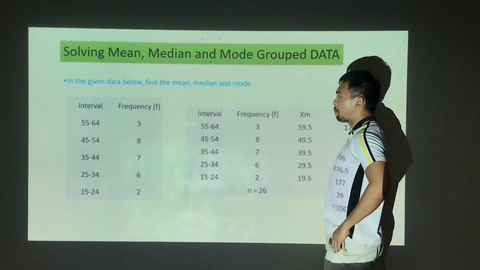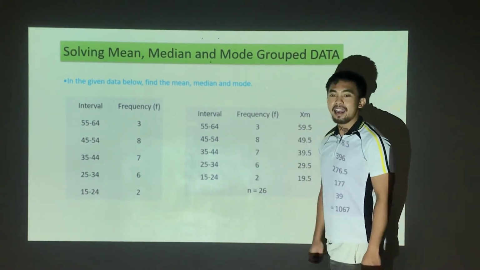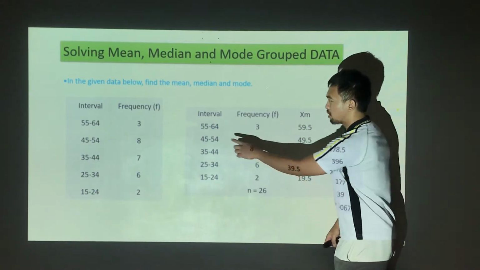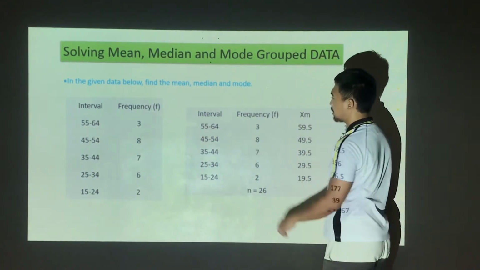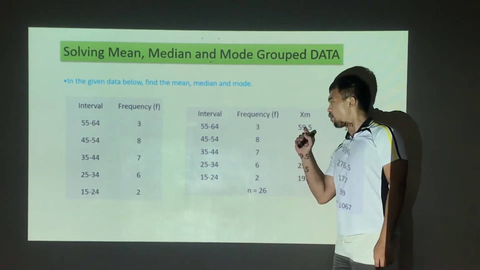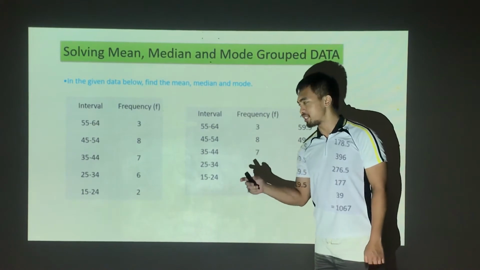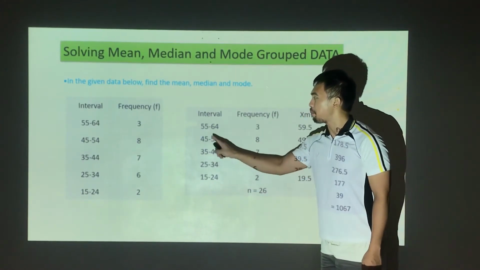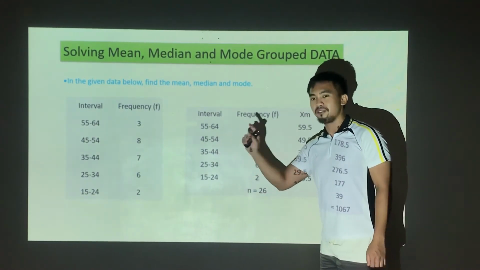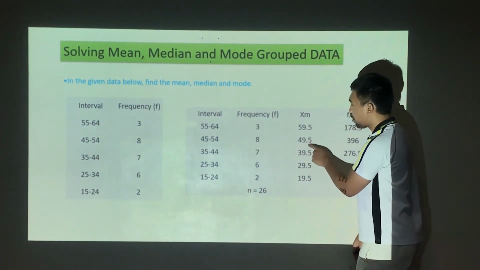What is 55 plus 64? Divide by 2, because there are 2 of them, 55 and 64. And that will give you a result of 59.5. The next one, you do the same way, which is 45 plus 54 divided by 2, and of course that will give you 49.5.